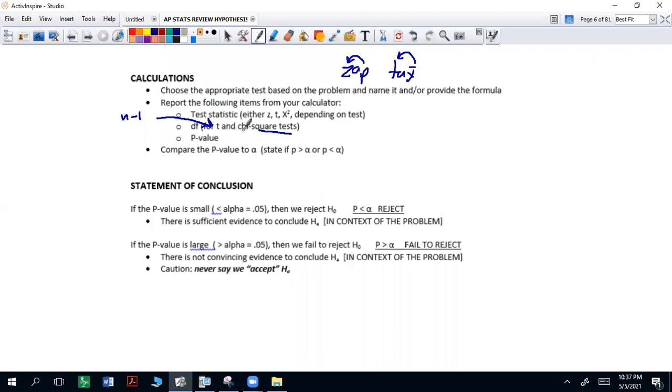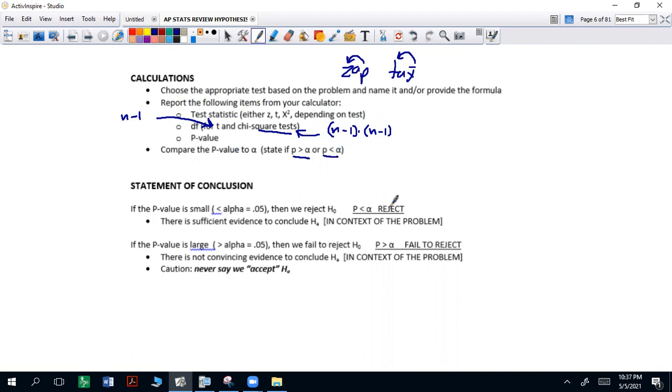But the degree of freedom for a chi-square test, if it's not goodness of fit, it's just the row minus 1 times the column minus 1. And I'll talk more about that when we go over chi-squared. We want to compare the p-value to alpha. So we either state the p is greater than alpha or less than alpha, and we have a conclusion.